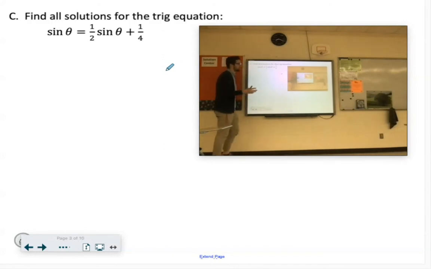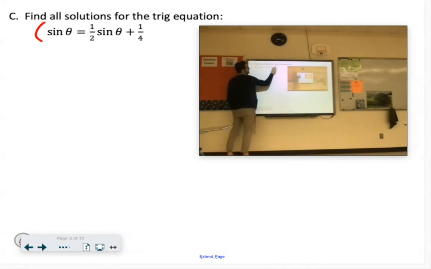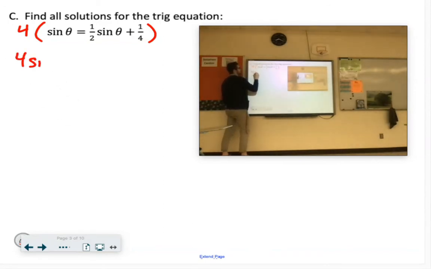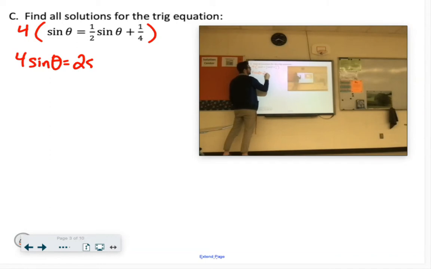I'm going to clear out the fraction. This is a skill we learn in Algebra 1. You can multiply the entire equation by a common denominator, and then there won't be any fractions. 2 and 4 both go into 4. So I'm going to multiply everything in this equation by 4. So we'd have 4 sine theta equals 4 times 1/2 is 2. So we'd have 2 sine theta.